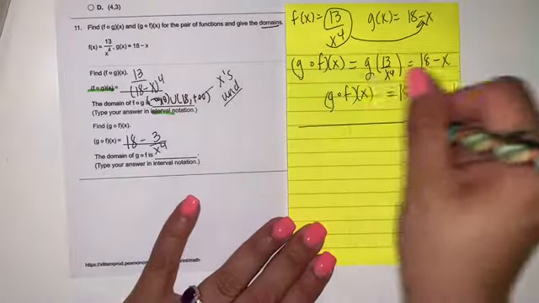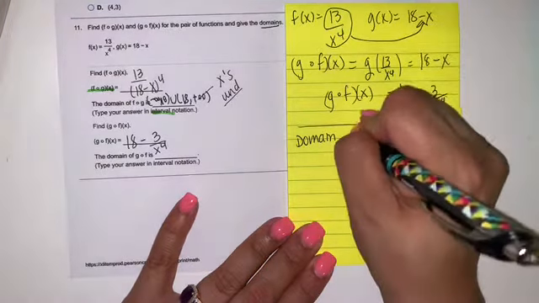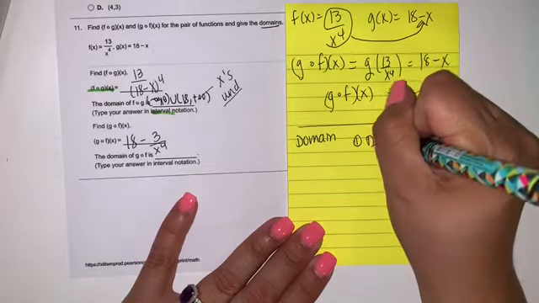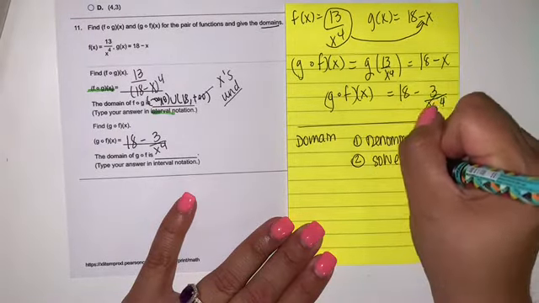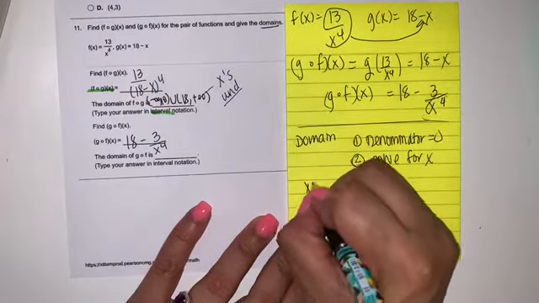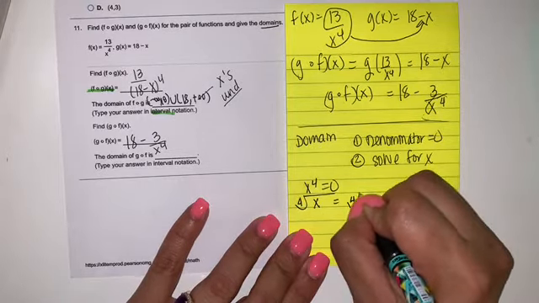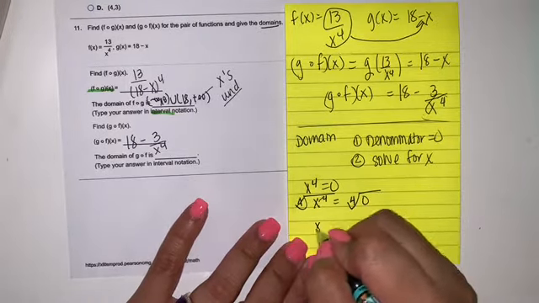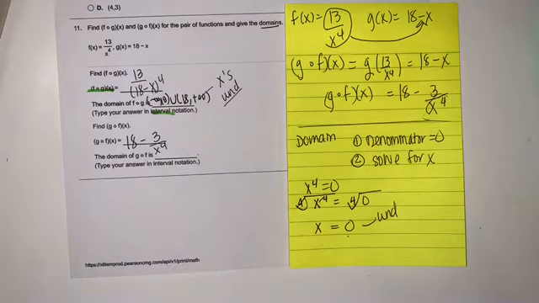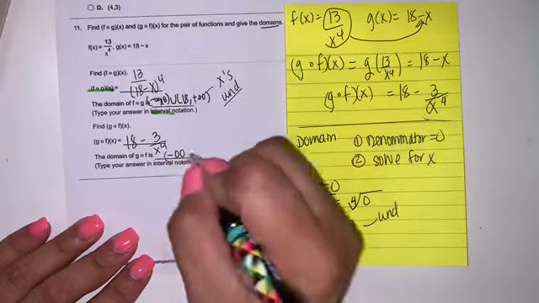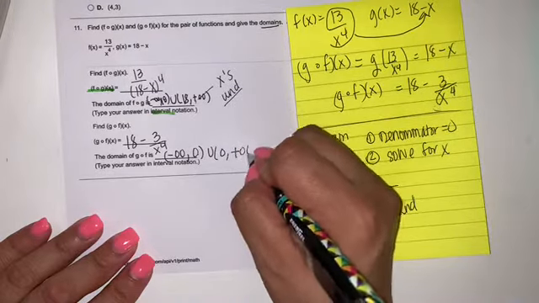The domain. So the domain, you want to go ahead and consider the denominator. So 1, the denominator will equal 0. And then 2, you're going to solve for x. So x to the fourth equals 0. You got to take the fourth root. So those go away and you just get x equals 0. And so that's where it's undefined. So when I do the interval notation, it's going to be negative infinity, comma 0, union 0, comma positive infinity.